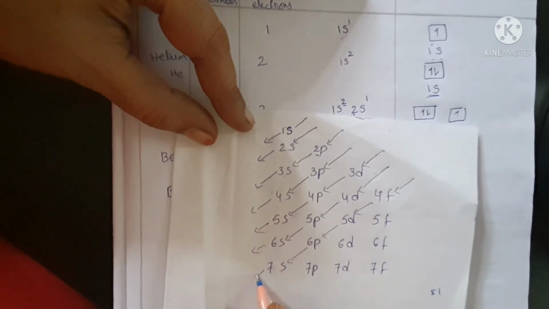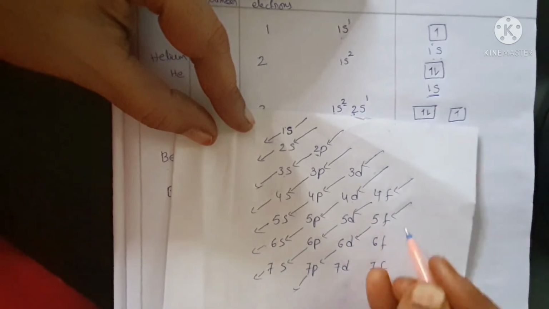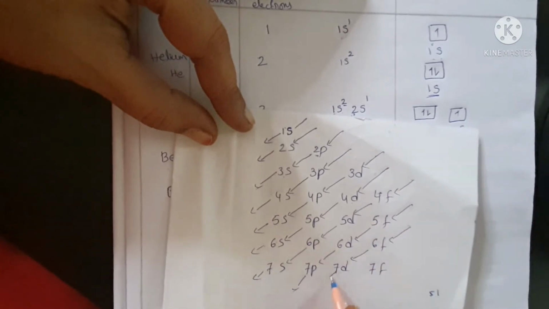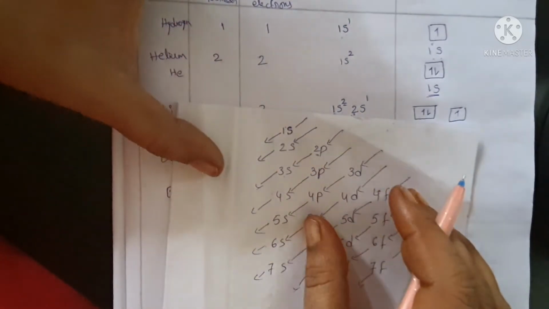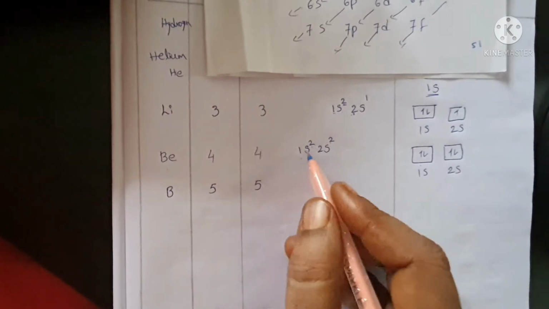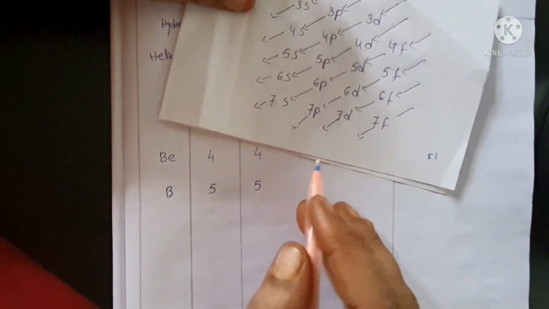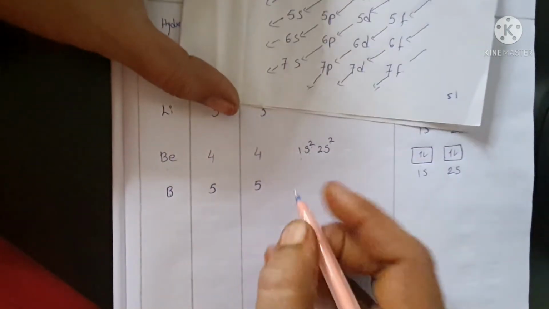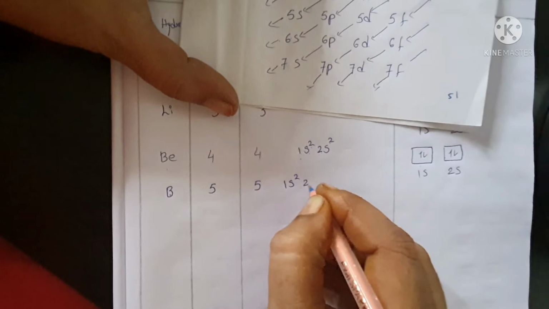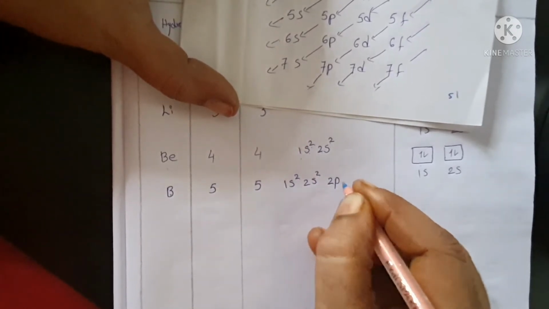Like this, they will enter into the different shells. This is the easiest way to remember how to write the electronic configuration for any atomic number. Up to beryllium we will see 1s2, 2s2, and then next boron. The next coming electron enters into the 2p level. So 1s2, 2s2, here already 2 plus 2 is 4, and then 2p1.